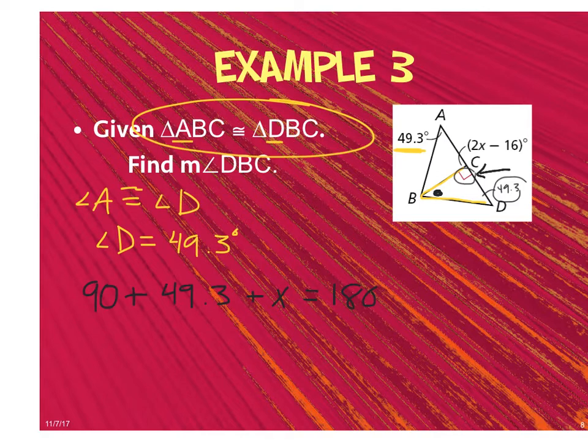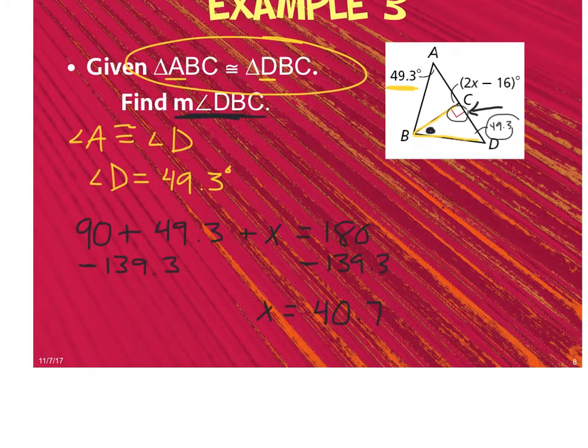So we can add 90 and 49.3 to give us 139.3. And we can subtract that from both sides. And we get x is equal to 40.7. So it was asking us to find the measure of angle DBC, this angle right here where I put the dot. So angle DBC is equal to 40.7 degrees.